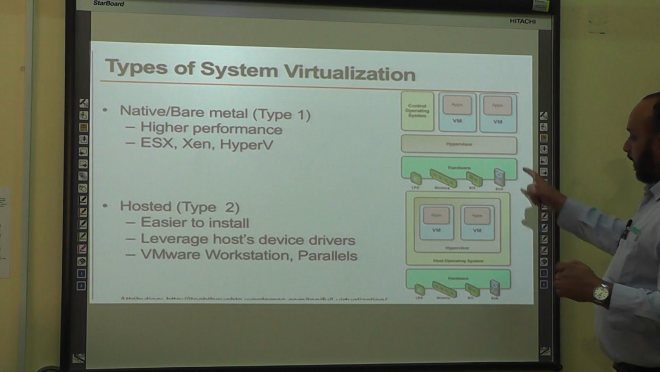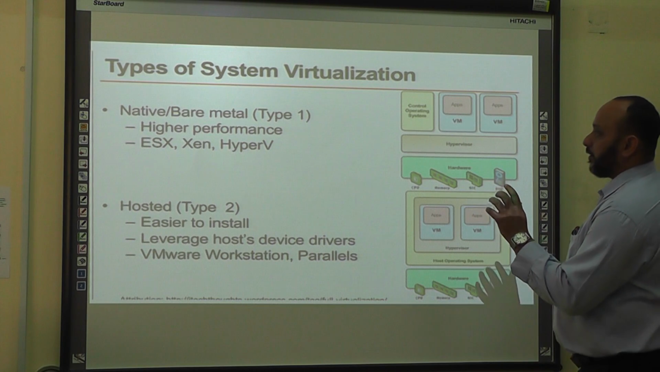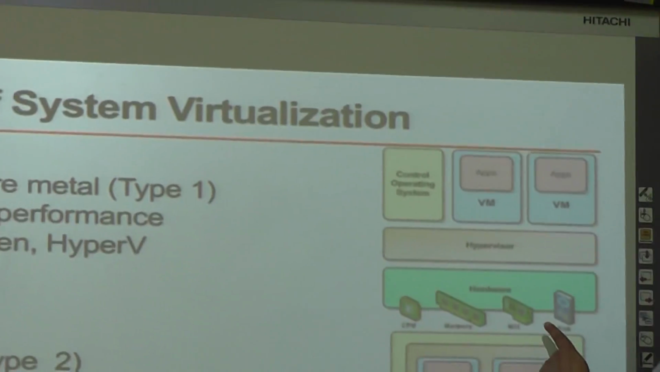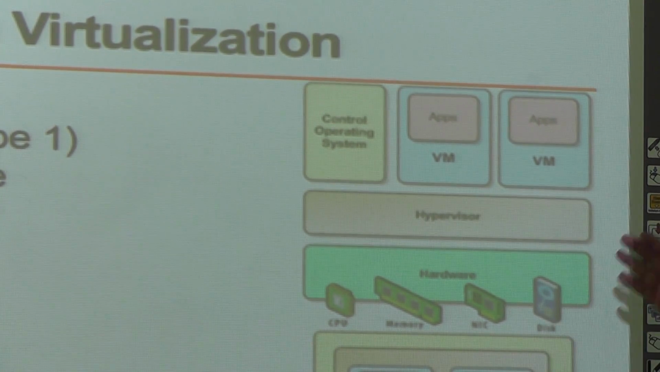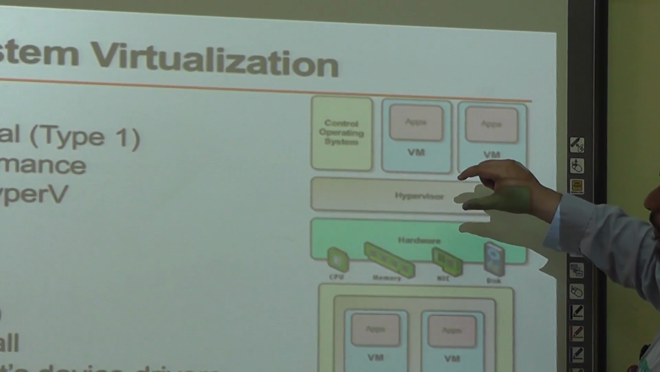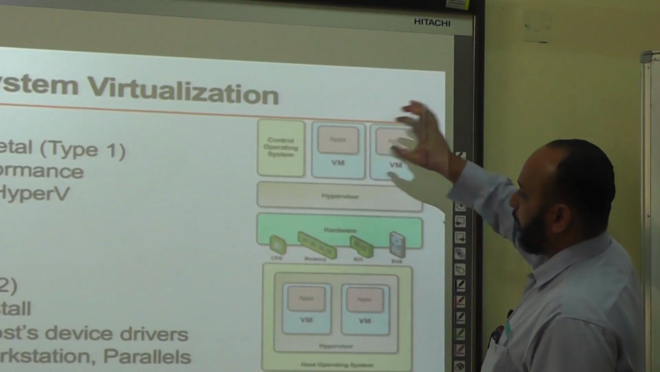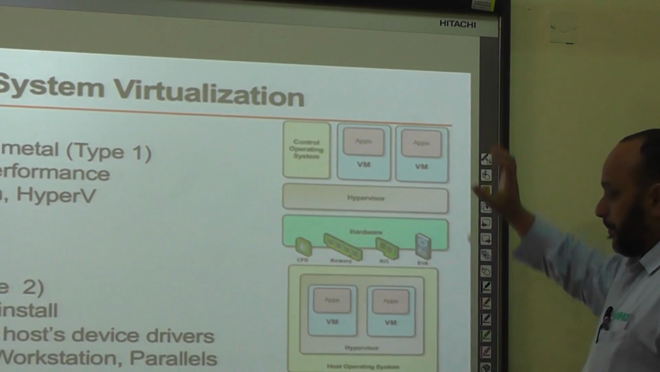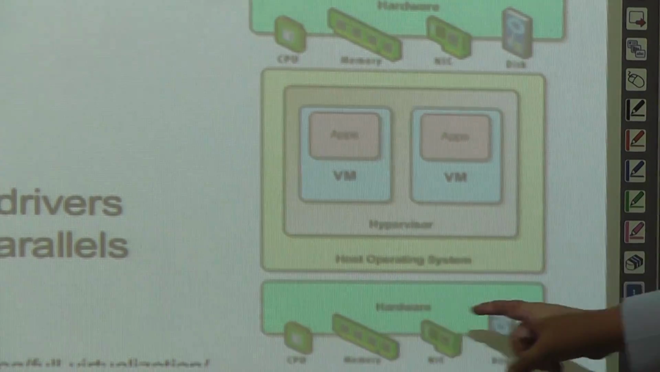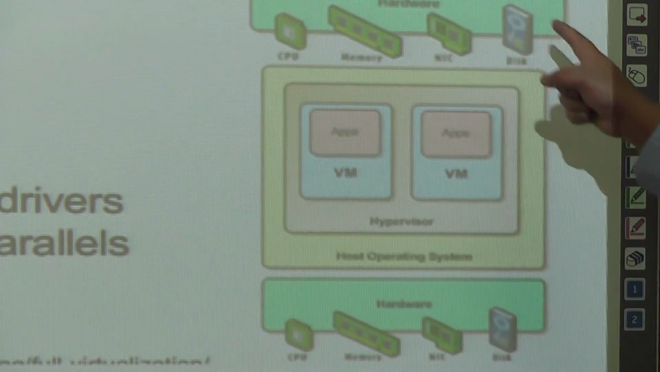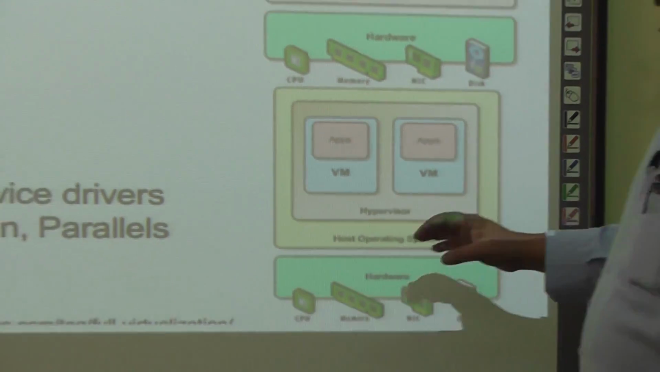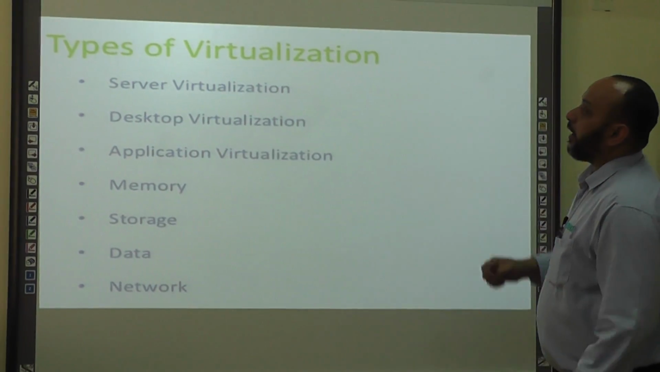So here you can see again the same thing. What is a bare metal hypervisor? There is your hardware: CPU, RAM, your LAN card and your hard disk. On this hardware you install a hypervisor, and then on that hypervisor you directly install VMs, virtual machines. But in the other case, on a hosted hypervisor, on hardware you install an operating system, and in that operating system you install VMs. VMs means virtual machines.